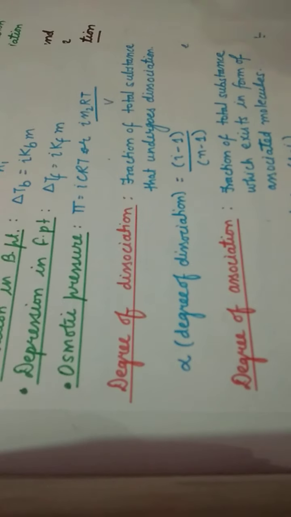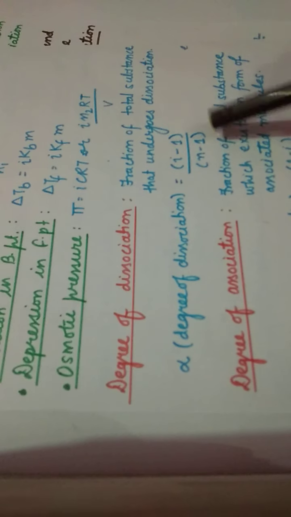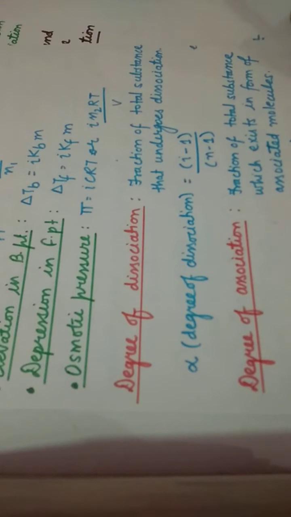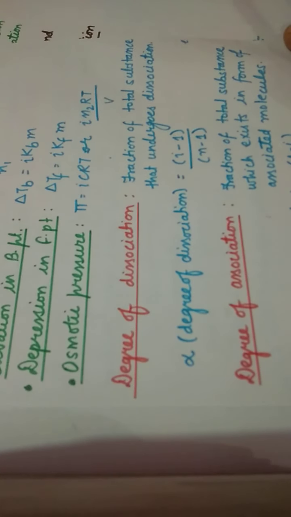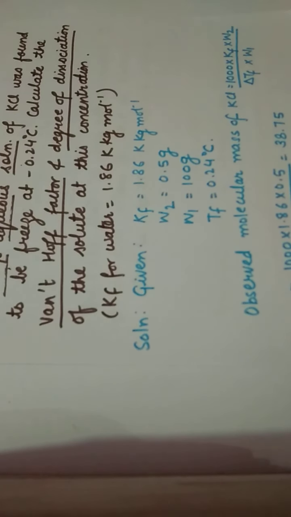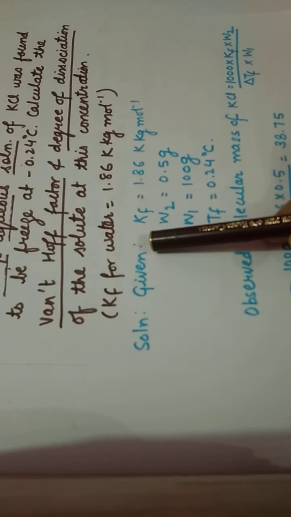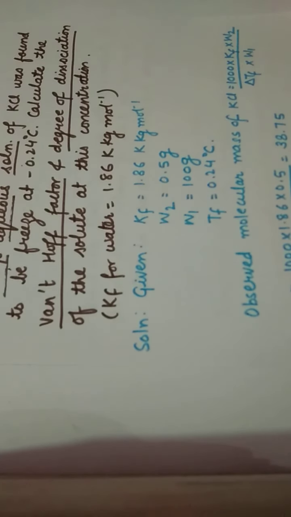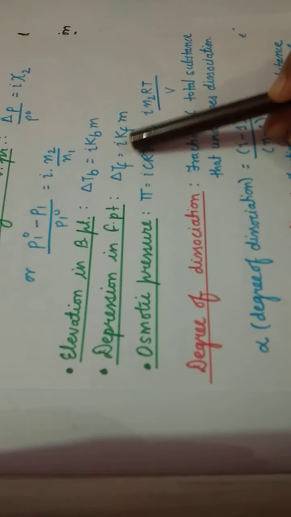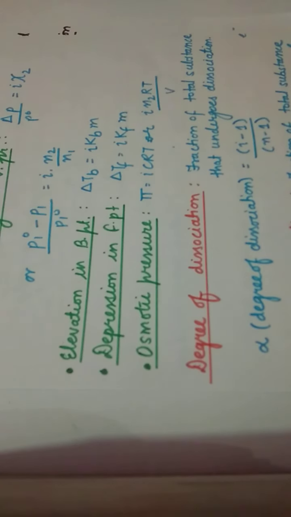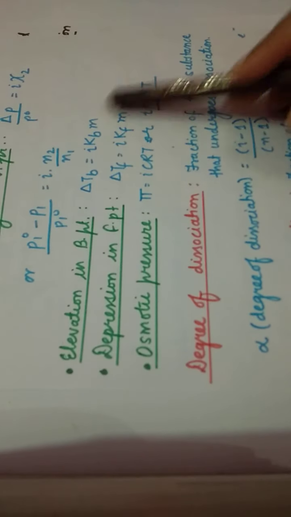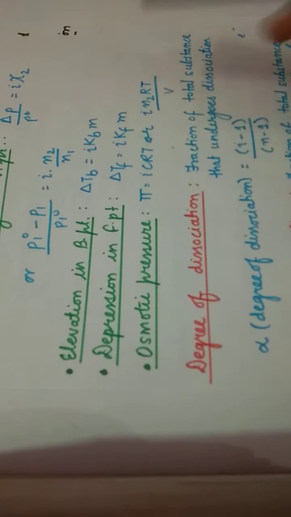The degree of dissociation has the formula (i minus 1) upon (n minus 1). So you need to find the value of i and the value of n. Then only you will be able to find the degree of dissociation. As you know, here freezing point is considered. In case of freezing point, we have one formula, children. Depression in freezing point: delta Tf is equal to i Kf m. With the help of this formula, you can find the value of i, that is, the Van't Hoff factor.